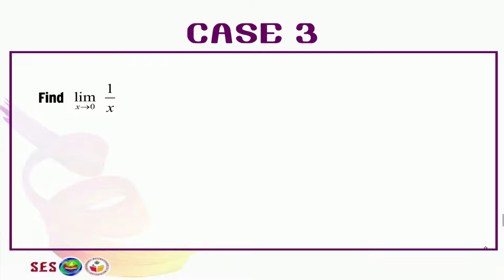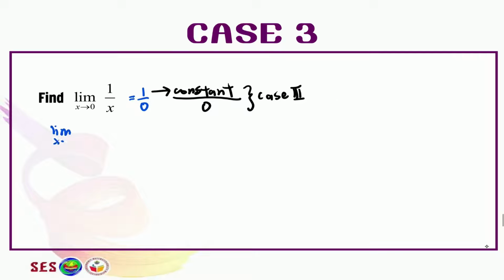So let's go back to slide number 15. In this question, we want to find limit when x is approaching 0 for the function 1 over x. If we substitute the value x equals 0 here, we are going to get 1 over 0, which is constant over 0, which is also our third case. So because of that, we need to find one-sided limit from both sides of 0. We need to find limit when x is approaching 0 from the left for the function 1 over x, and limit when x is approaching 0 from the right.